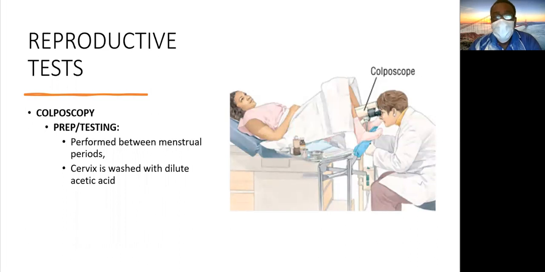There's colposcopy, which is a procedure similar to a pelvic examination, and it's done using a colposcope. So that's your colposcope there to closely examine the cervix, the vagina, and vulva for signs of disease. Colposcopy may be recommended if pap test results are abnormal. It's usually performed between menstrual periods and usually takes maybe 20 minutes. The patient is kept in a lithotomy position. The cervix is washed with dilute acetic acid.